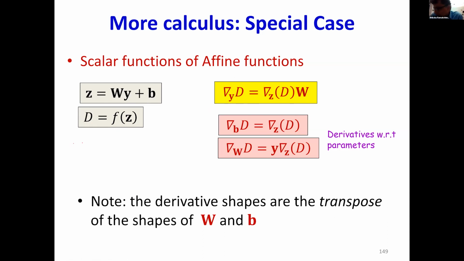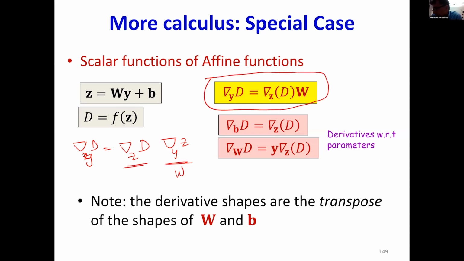So if I want the derivative of d with respect to y, this is going to be the derivative of d with respect to z times the derivative of z with respect to y, correct? And so what is this guy? What is the derivative of z with respect to y? W. And so you find that the derivative of d with respect to y is just the derivative of d with respect to z times w, correct? You guys with me? Yes? No?